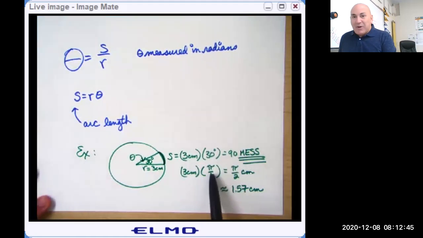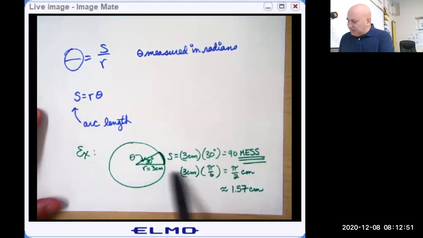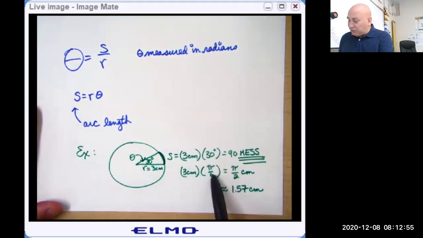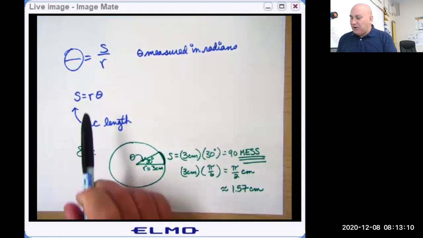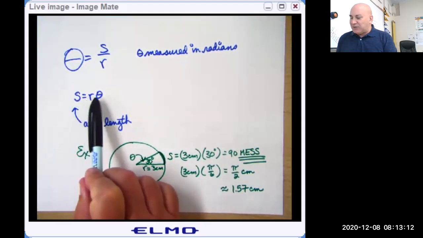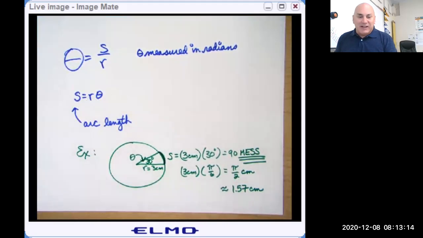But if you remember, pi over 6, we call it radians because you got to call it something, but it has no units. So if you take 3 centimeters and just multiply it by this fraction, this proportion, you get pi over 2 centimeters, which is approximately 1.57 centimeters. And if you look at the drawing, if that's 3 and that's 30 degrees, that should be about 1.57 centimeters. So this formula only works when theta is in radians.